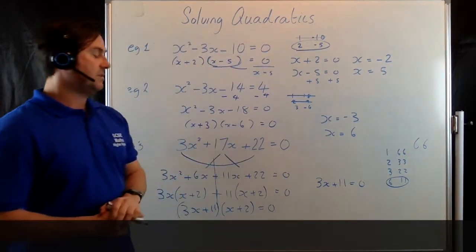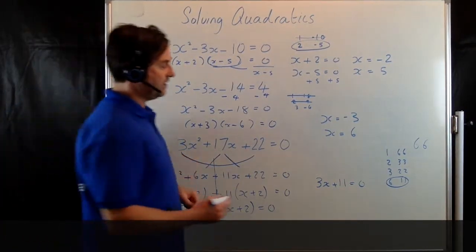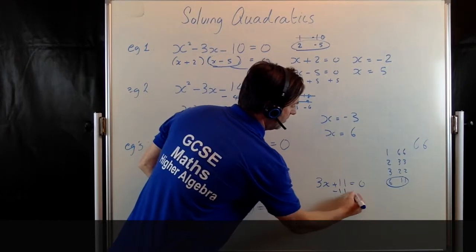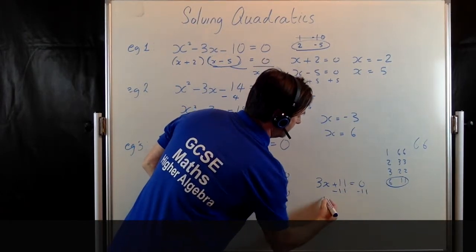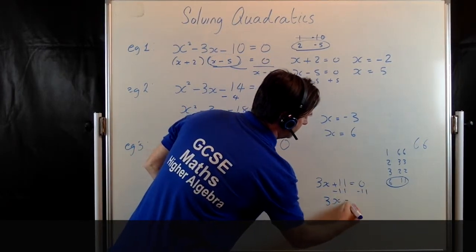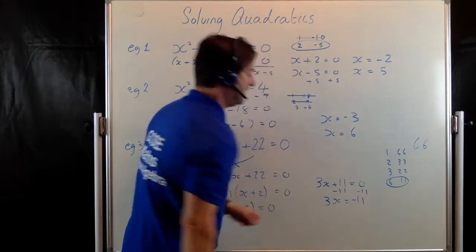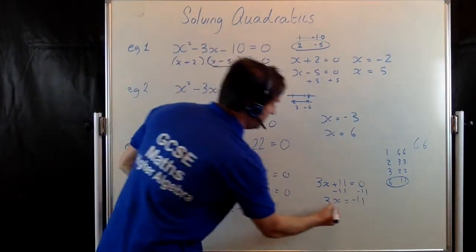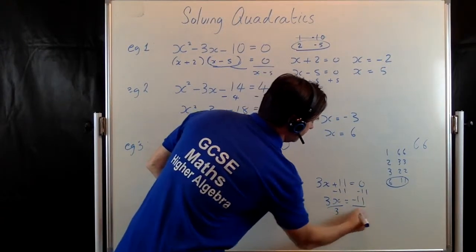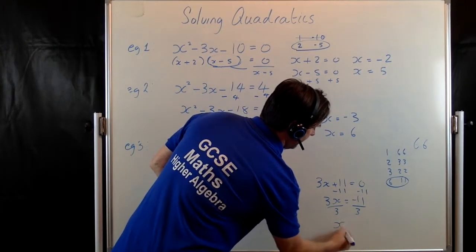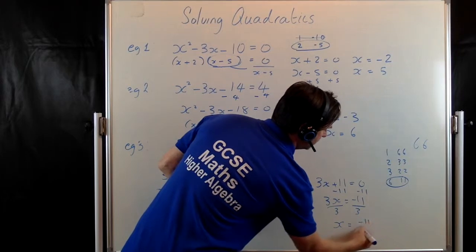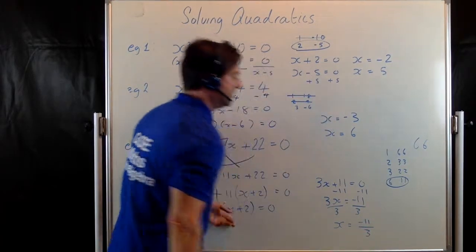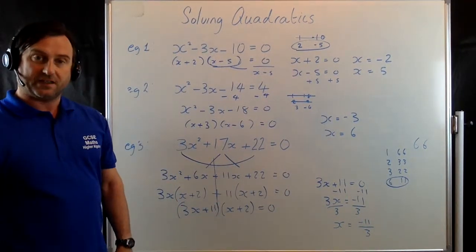So what does x equal? Well, I've got an equation to solve here. I take 11 away from both sides to leave me 3x equals negative 11. And then to get the x, I have to divide both sides by 3, which is going to leave me with x equals minus 11 thirds. It's perfectly okay to leave it like that.